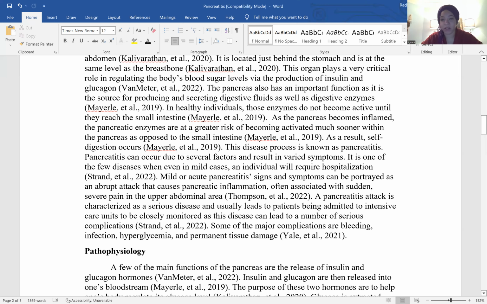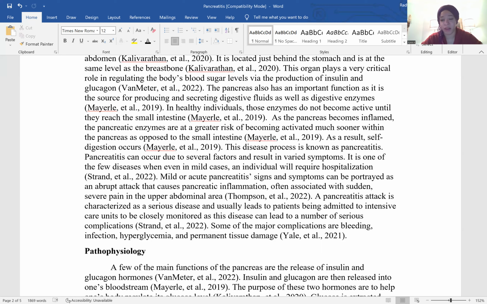In healthy individuals, those enzymes do not become active until they reach the small intestine. As the pancreas becomes inflamed, the pancreatic enzymes are at a greater risk of becoming activated much sooner within the pancreas as opposed to the small intestine. As a result, self-digestion occurs. This disease process is known as pancreatitis. Pancreatitis can occur due to several factors and result in varied symptoms. It is one of the few diseases where even in mild cases an individual will require hospitalization.